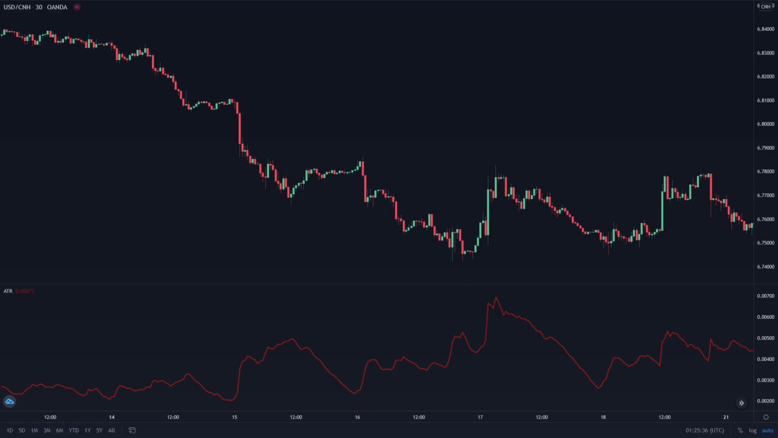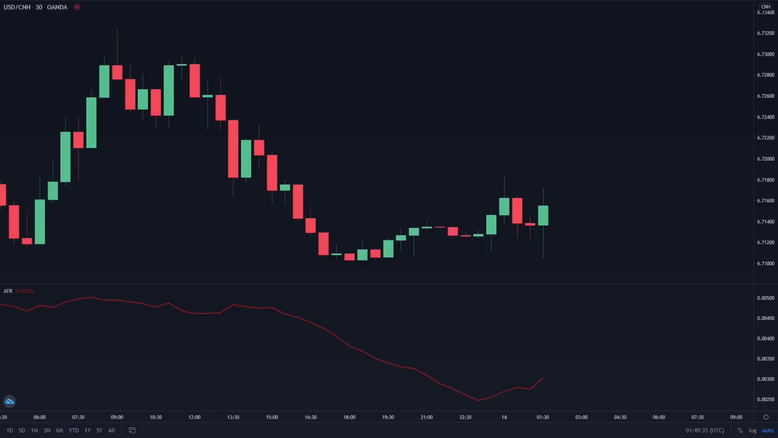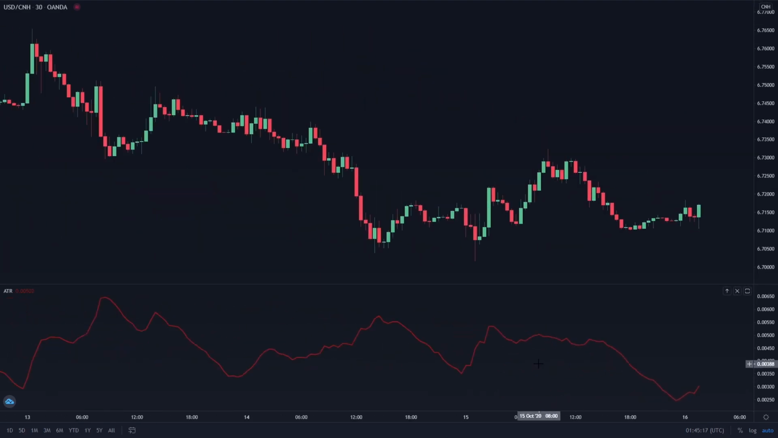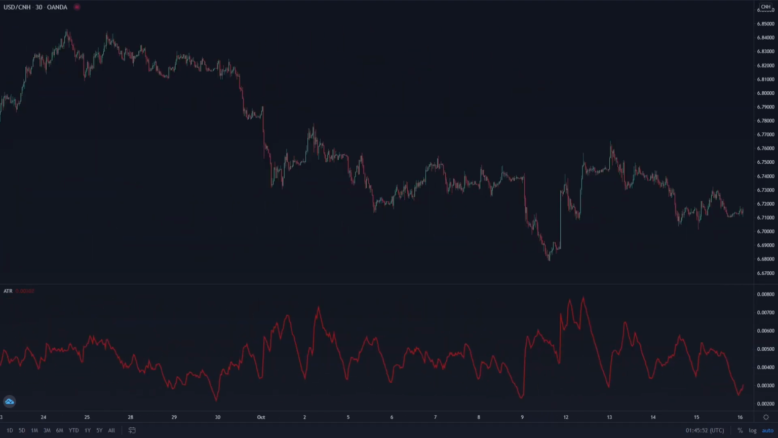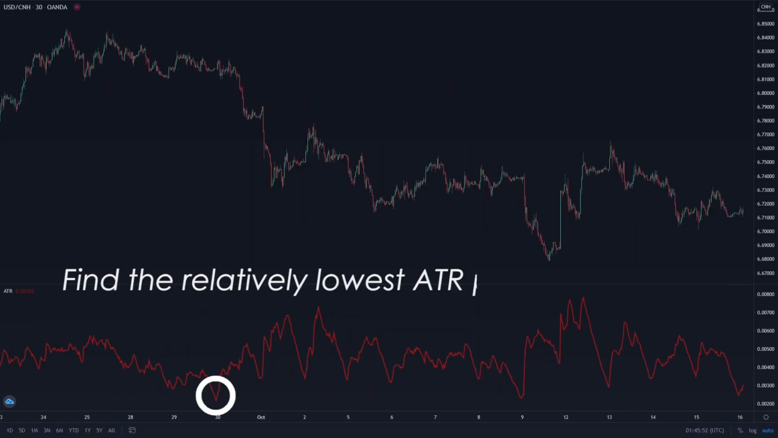Luckily, the ATR tells you exactly when the market is in low volatility. So here's what you need to do. First, you pick a time frame. In this case, I'm using the 30-minute chart. And next, what you need to do is zoom out of the chart a little bit. You can see that the ATR is constantly switching from lows to highs. So now, what you want to do is find the relatively lowest point. It doesn't have to be the exact low, just pick one that is low enough.